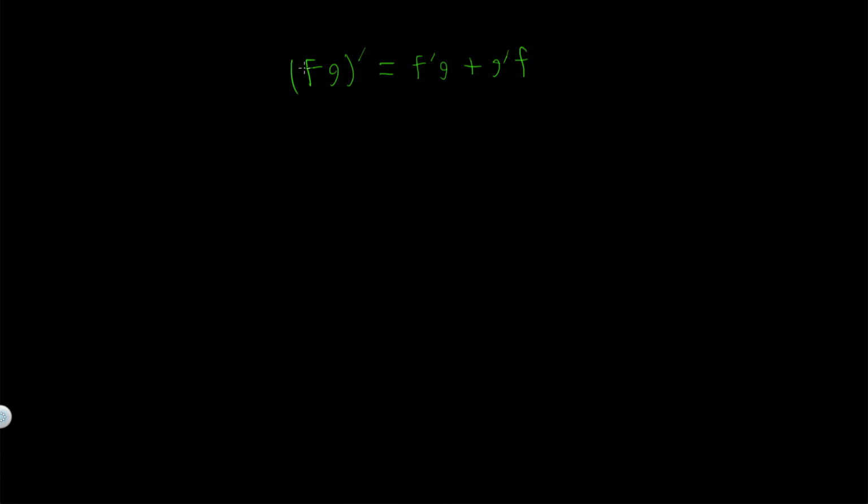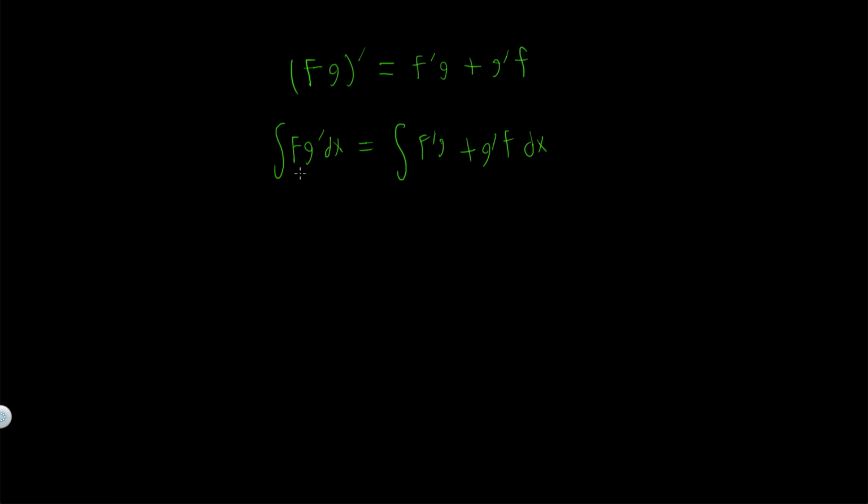Now, let's take the integral of both sides. Let's say we want the integral. Again, I'm doing this to show you why integration by parts works. So we take the integral of the left side, and we take the integral of this side as well, the integral of f prime g plus g prime f, with the dx at the end.